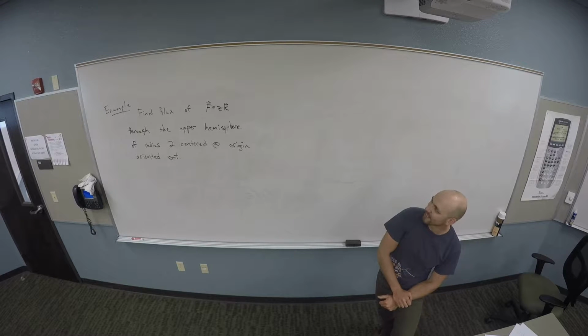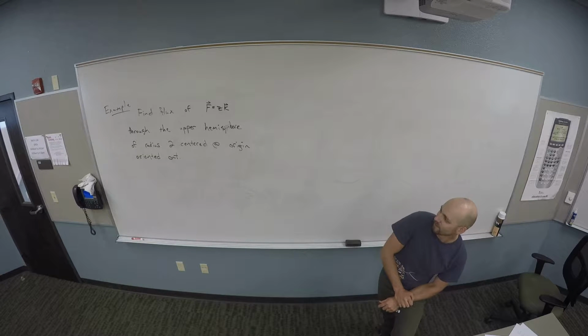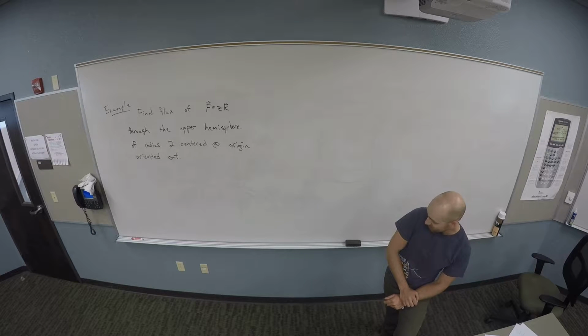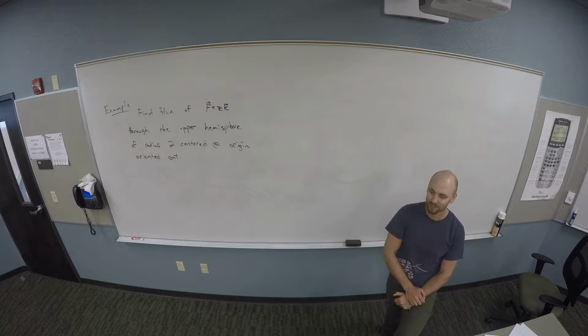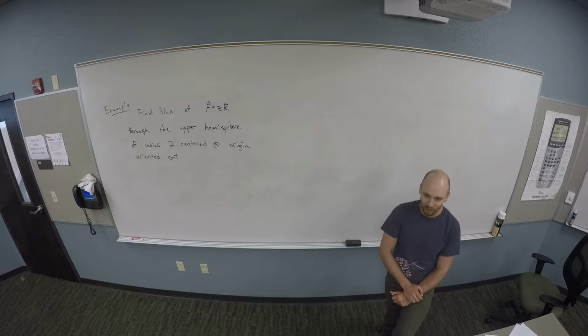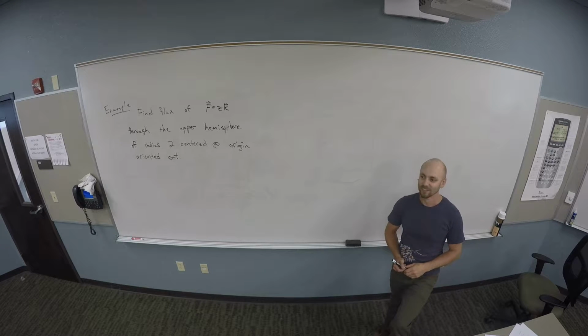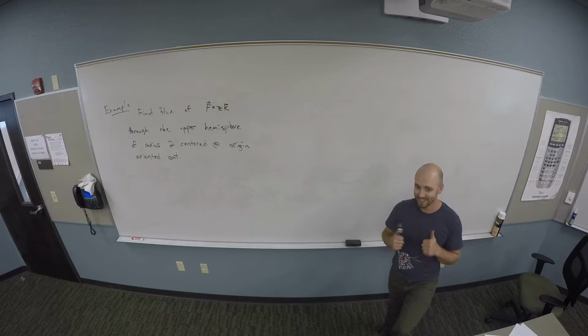Let's find the flux of the vector field zk through the upper hemisphere of a sphere of radius 2, centered at the origin, oriented outward. Okay, good. Next.